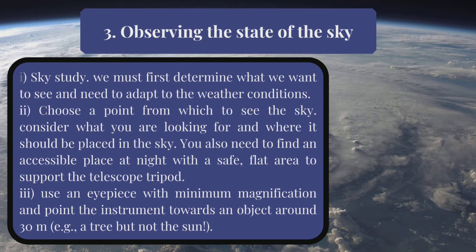And thirdly, we need to use an eyepiece with a minimum magnification and point the instrument towards an object around 30 meters away, for example, a tree but not the sun. Do not point the telescope at the sun. Even if you have a solar filter, the tinted glass can break and you will accidentally damage your eyes. After that, we need to center the object with the finder to make sure the image is clear. And lastly, we can switch to an eyepiece with a higher magnification and try again until we see what we want to see. So that's all from me.